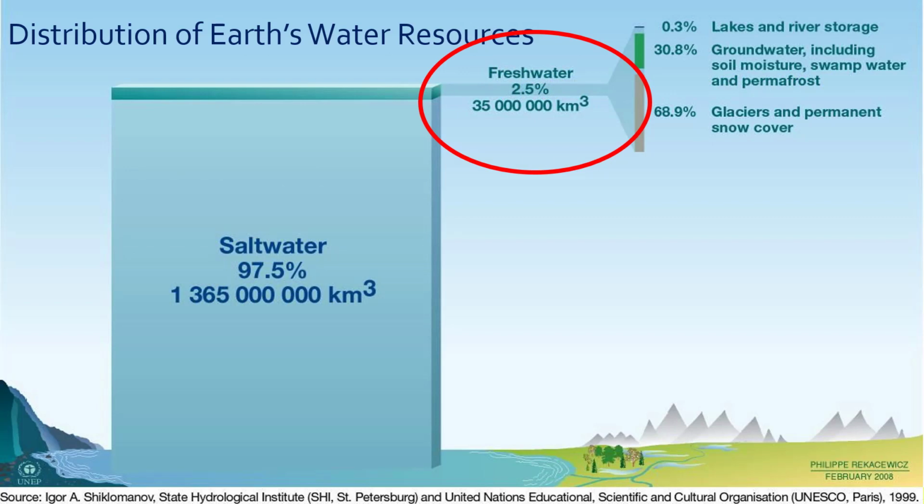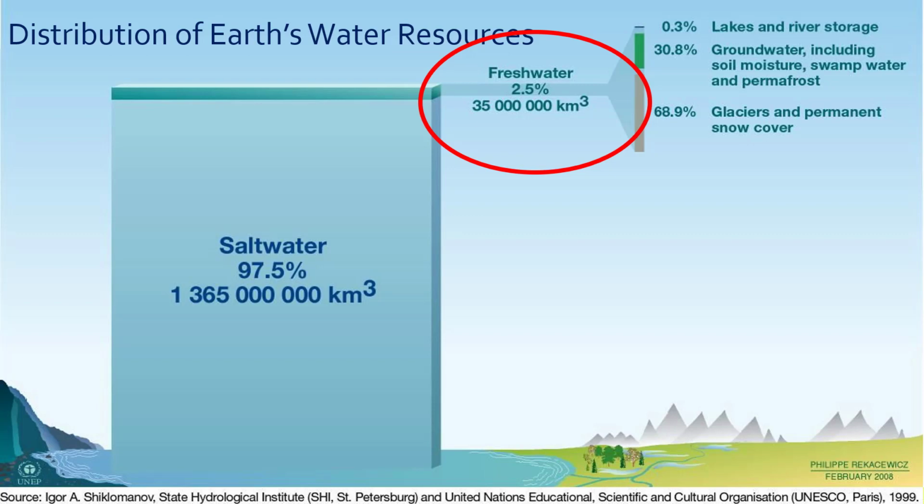If we look at the distribution of Earth's water resources, over 97% is saltwater. That's our oceans and some saltwater seas and saltwater lakes. About 2.5% is freshwater. This is considering all of the water on Earth. Of that 2.5%, almost 70% of fresh water is in our glaciers and permanent snow cover. 30% is in groundwater, including soil moisture, swamp water, and permafrost, which is permanently frozen areas of soil. And only 0.3% is in lakes and river storage.